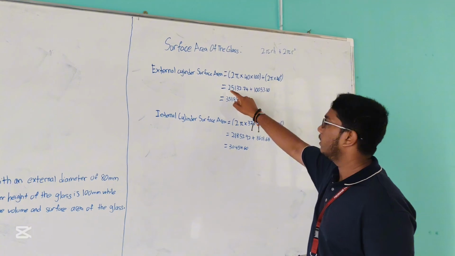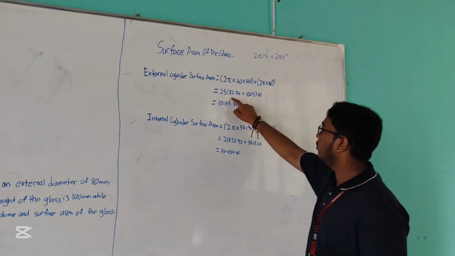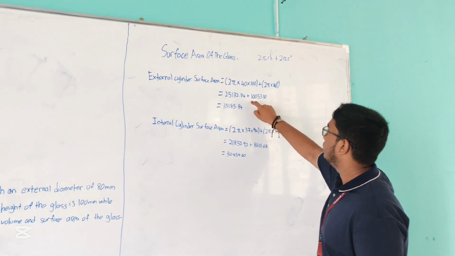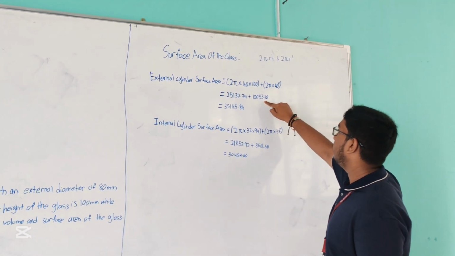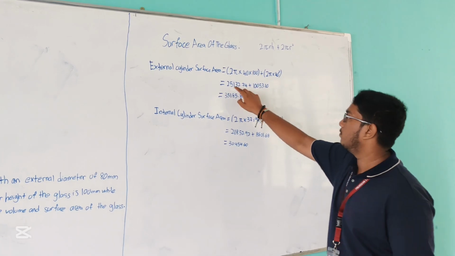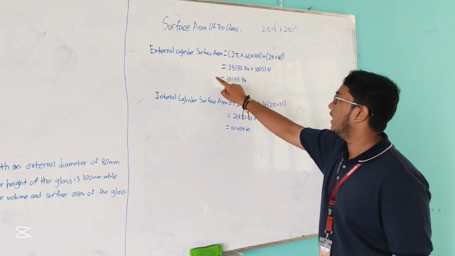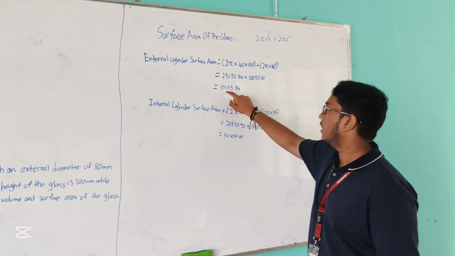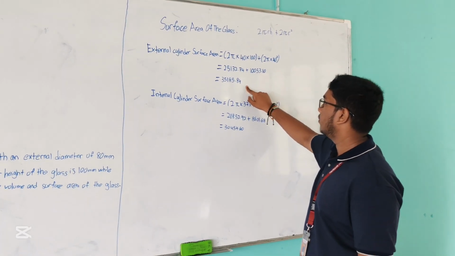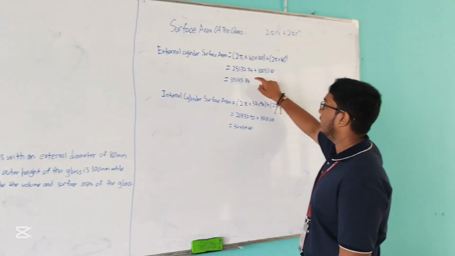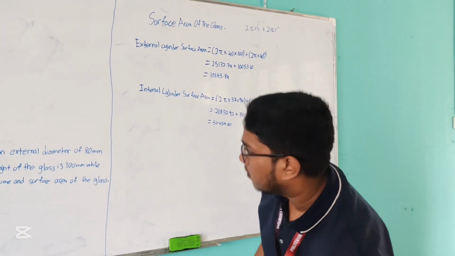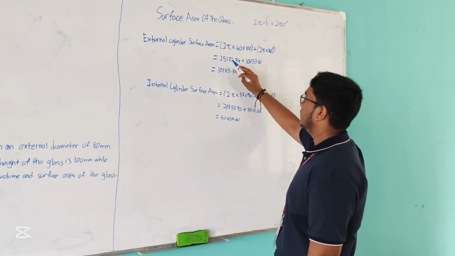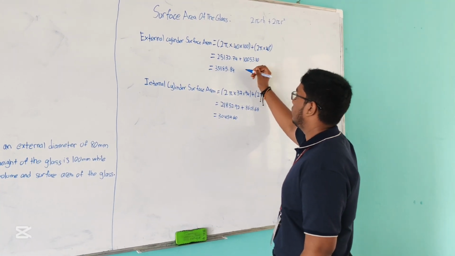So this one will get 25132.74 plus 10,053.10. Adding both, we get the external cylinder surface area, 35,185.84. First I write out the formula, and adding both terms, we get the answer for the external cylinder.